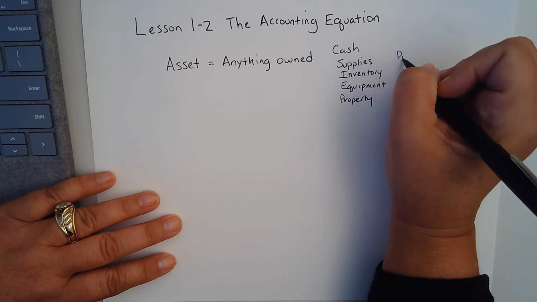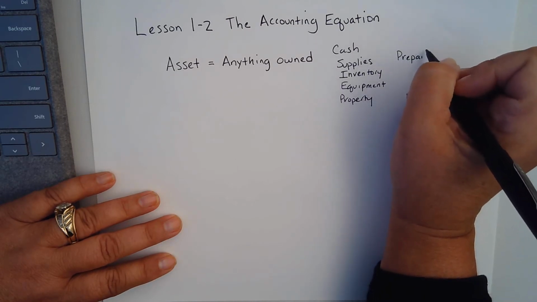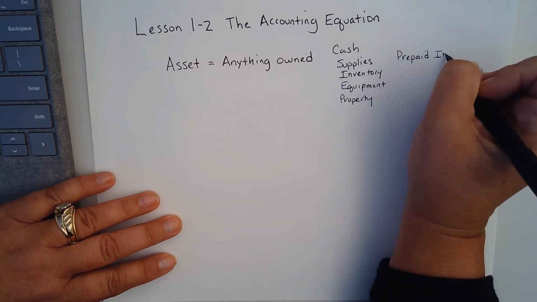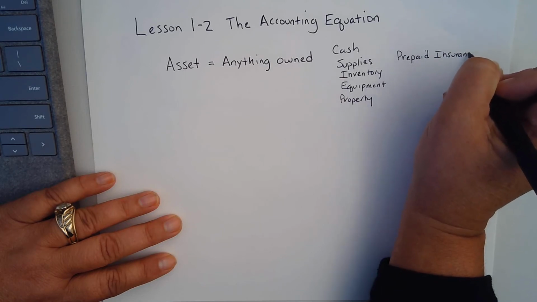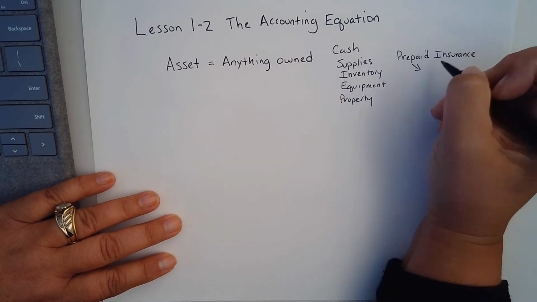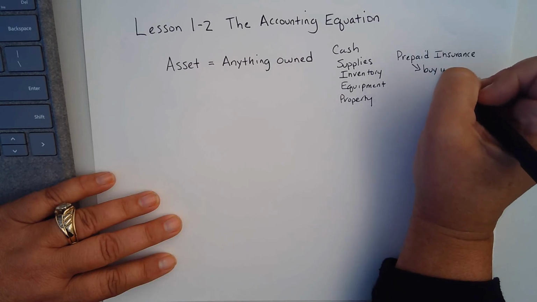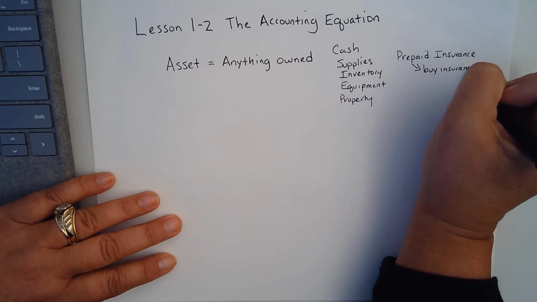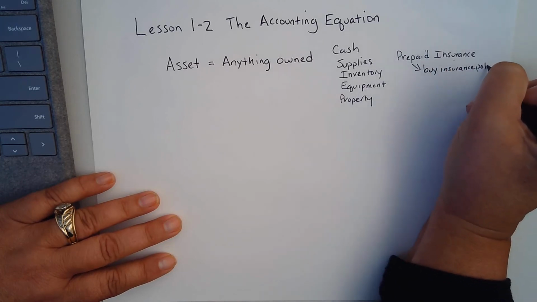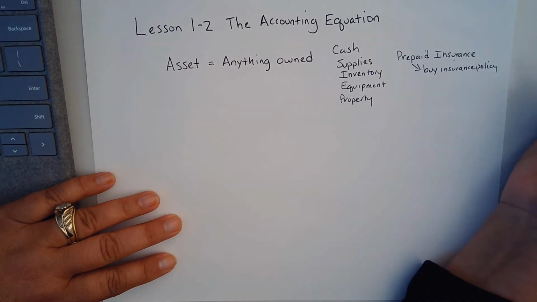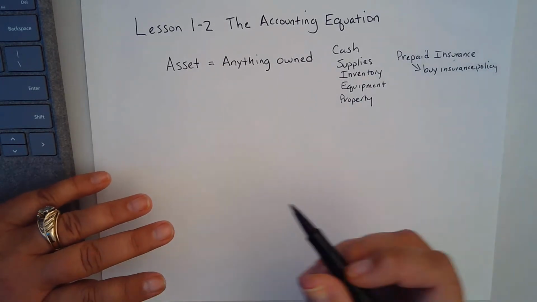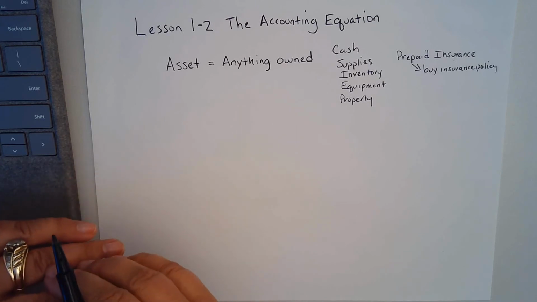One of those that you're going to see is prepaid insurance. What prepaid insurance means is when we buy an insurance policy for a whole year and we pay the whole premium up front, that is considered an asset. We own the rights to that policy.